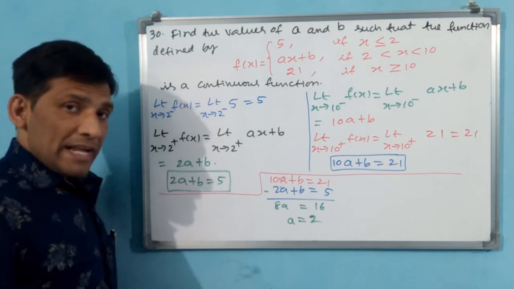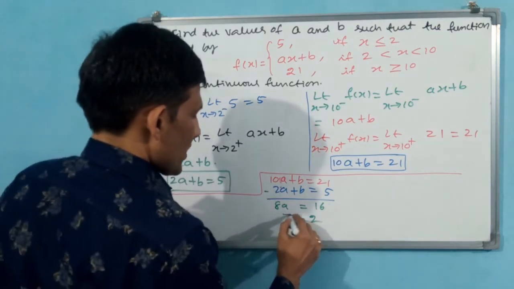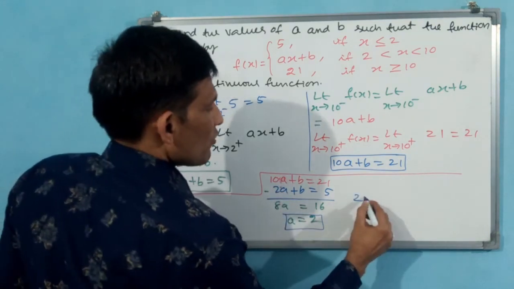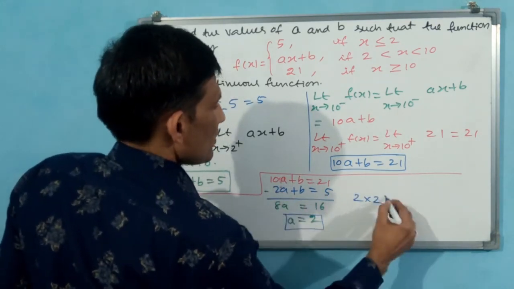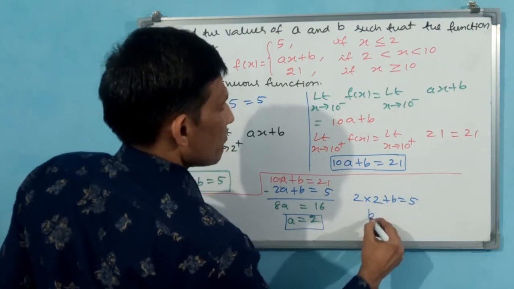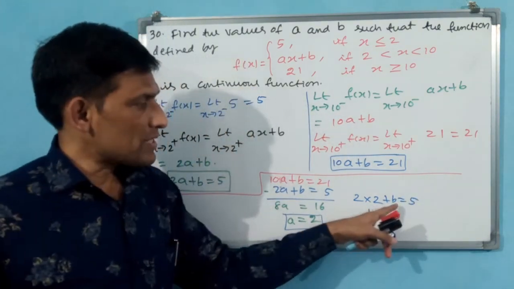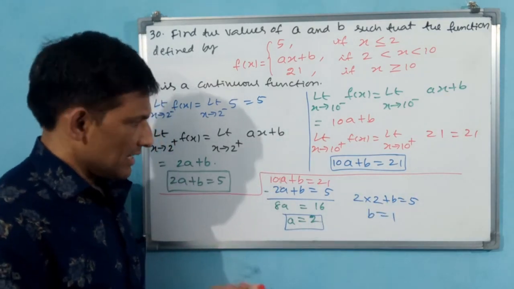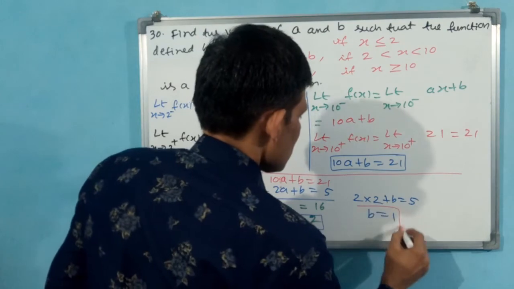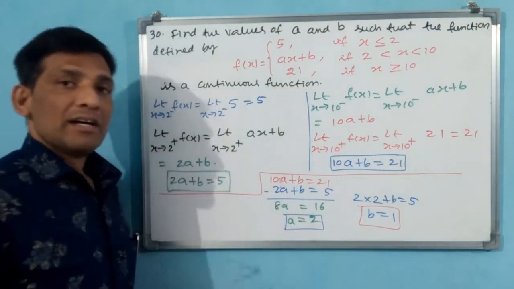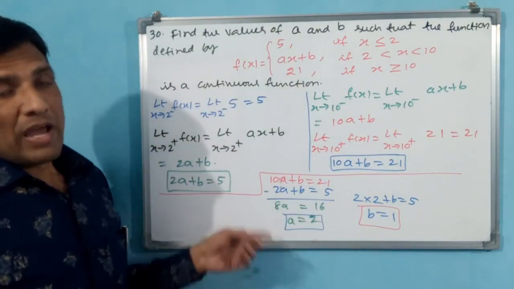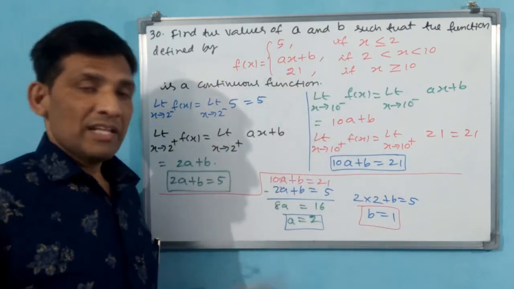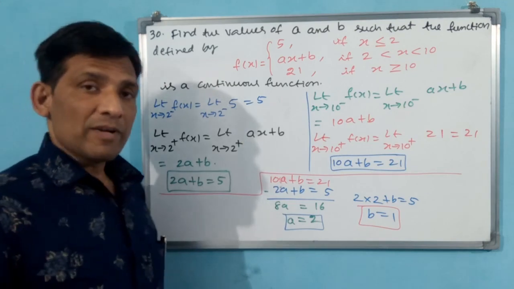Okay, now what am I writing? This a equal to 2, I am substituting here. 2 into 2, that is 4, plus b is equal to 5. Why? 4 plus b is equal to 5, so b is equal to 5 minus 4, b is 1. Okay, now you write like this. You see, the values of a and b are: a is 2, b is 1. This is the answer for your 30th question.